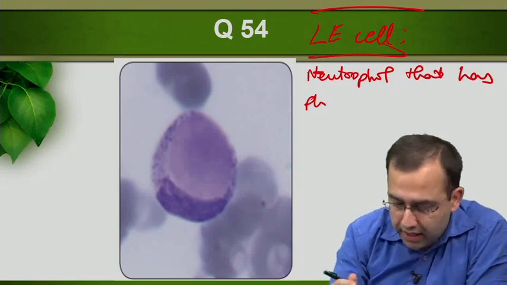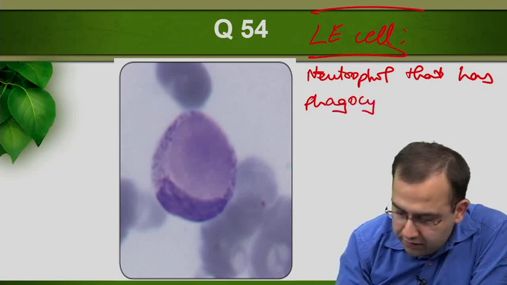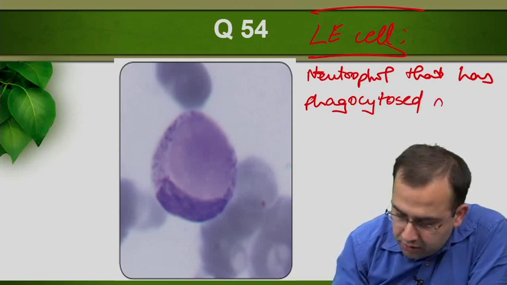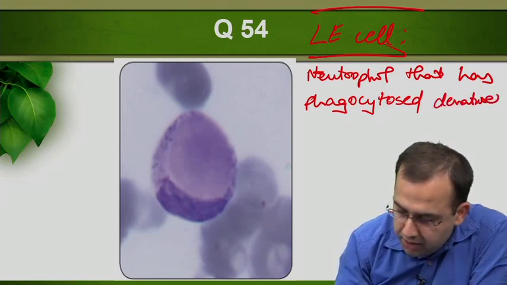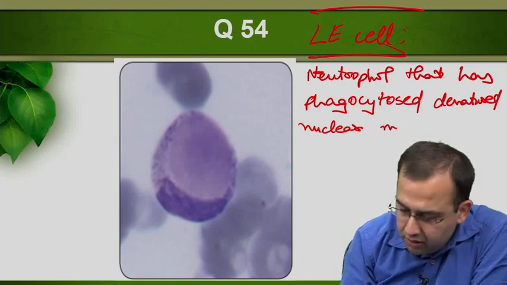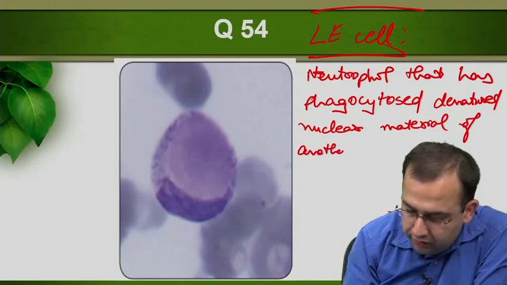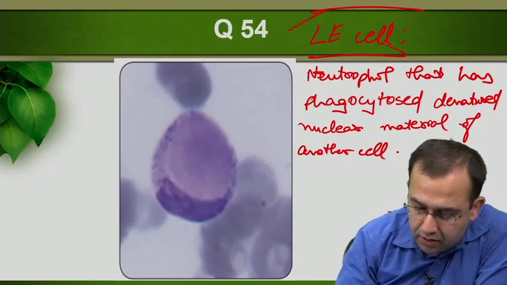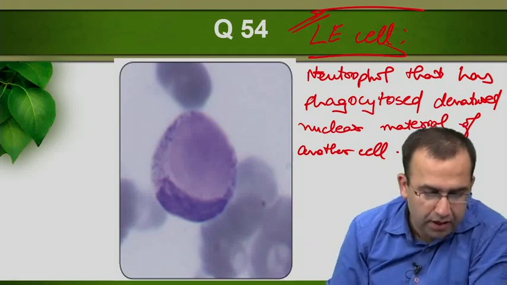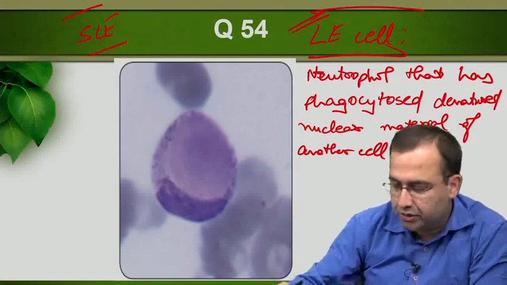So LE cell, this is a neutrophil that has phagocytosed the denatured nuclear material of another cell. This is called an LE cell, and it is an important future question. This is seen in systemic lupus erythematosus.